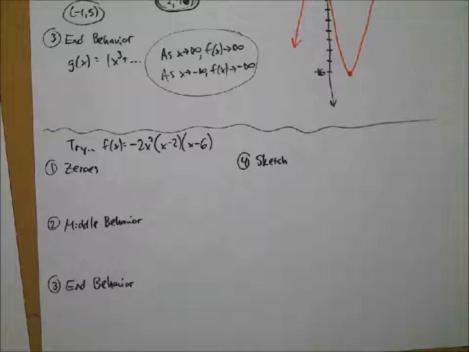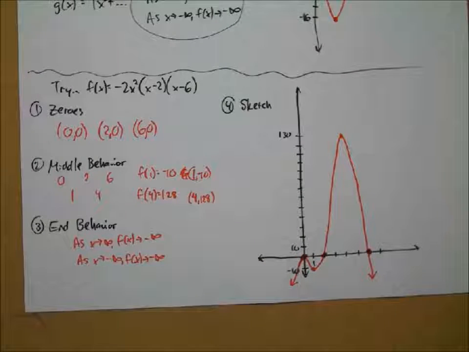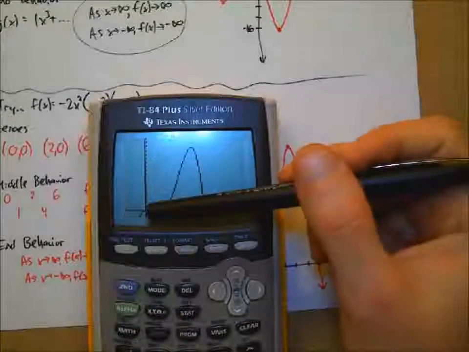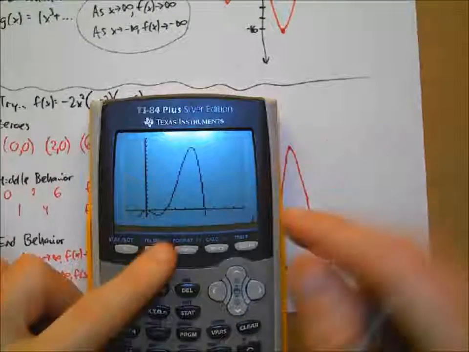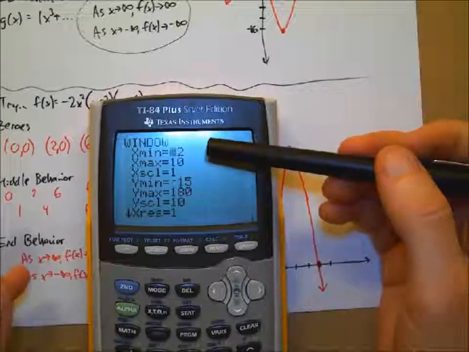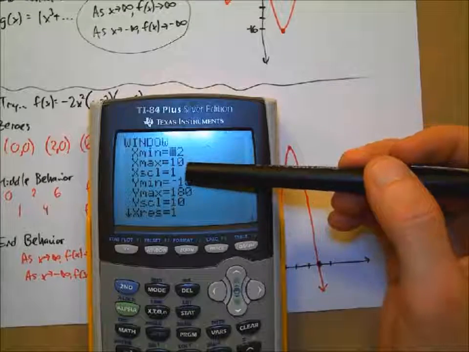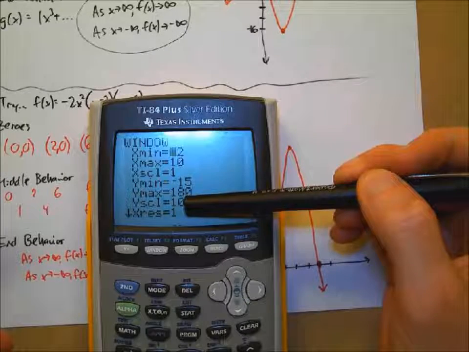All right, folks, here's what it should look like. Something like this. Now, I want to point out that here's what it looks like on the graphing calculator when you use a similar scale. This is from about -10 to 180, counting by tens. If you aren't familiar with manipulating your window, for example, my x-min is -2, my x-max is 10, my y-min is -15, my y-max is 180, and my y-scale counts by tens.